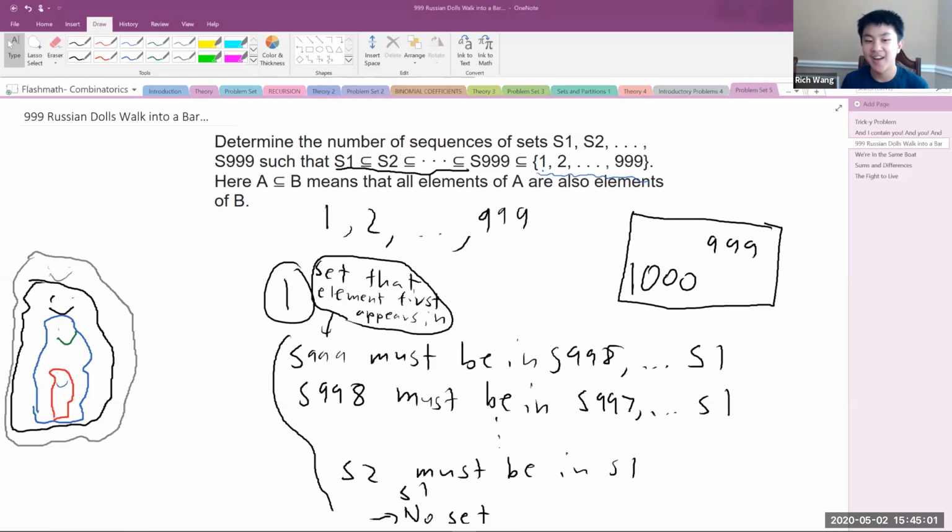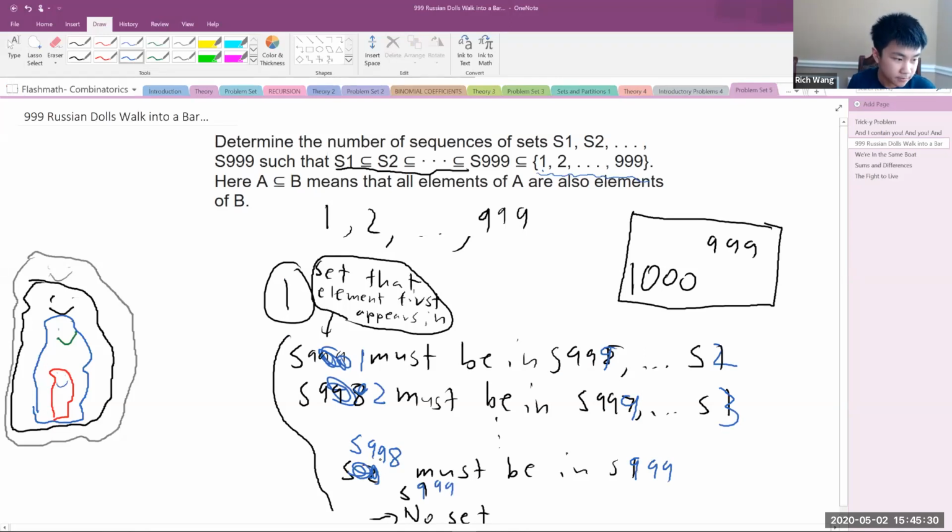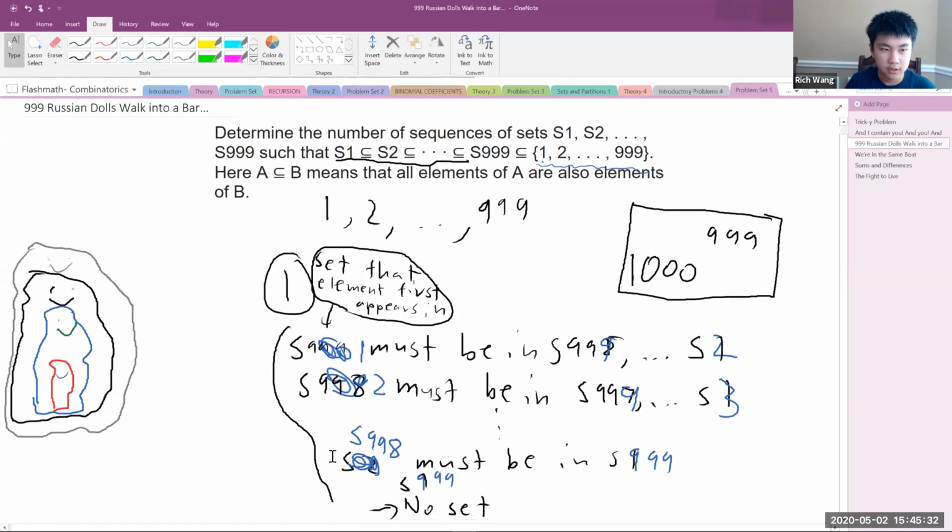Oh, shoot. And actually, I did make a small mistake here. Although the logic still holds, I actually messed up the order of these sets. So if it's in set 1, then it must also be in sets 999 through set 2. If it's in set 2, it must also be in sets 999 through set 3, and so on. And lastly, if it's in set 998, it must also be in set 999. And lastly, it can just be in set 999, or it can be in no set at all. So yeah. Why do they have 1,000 choices?